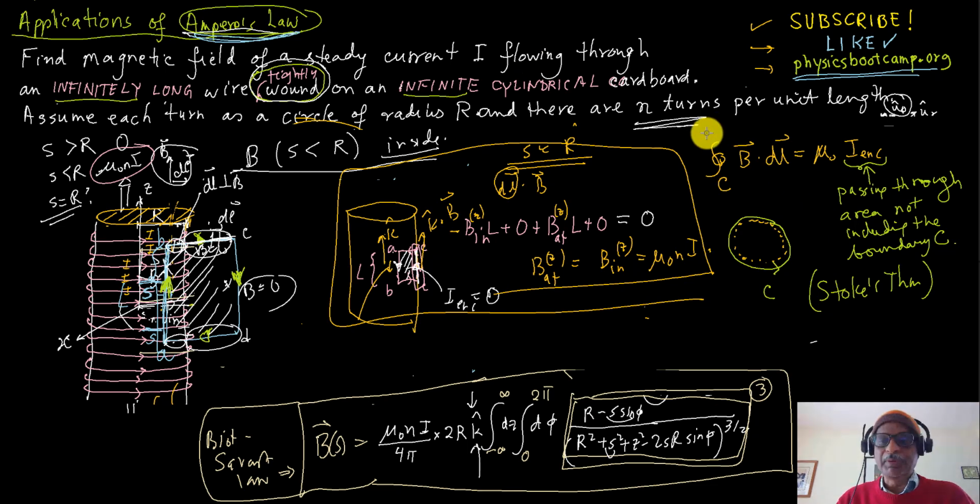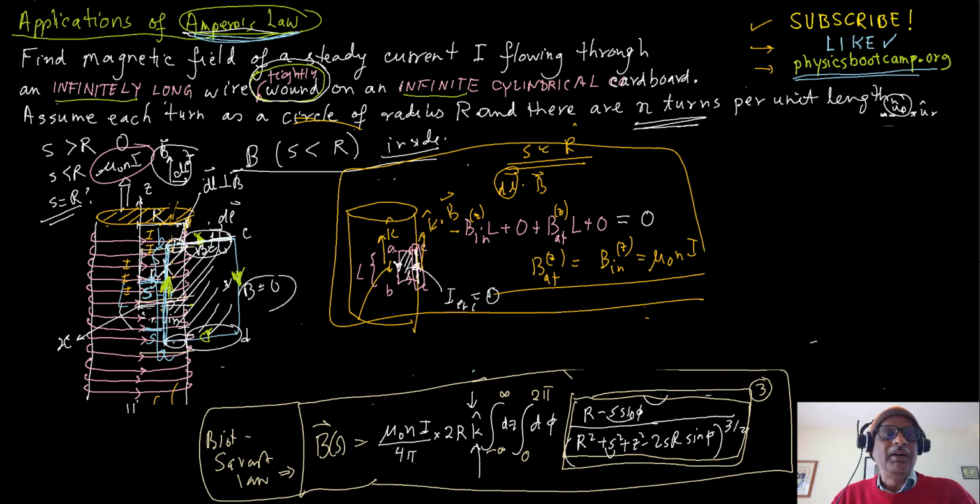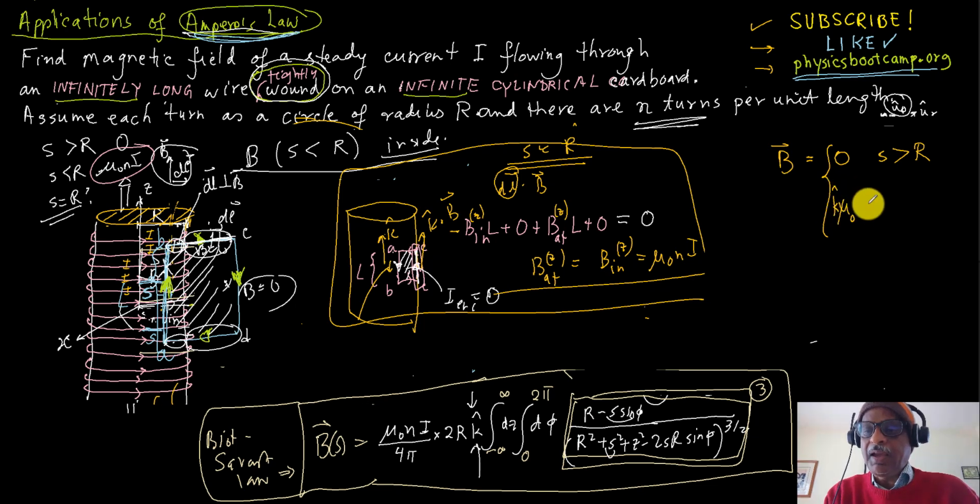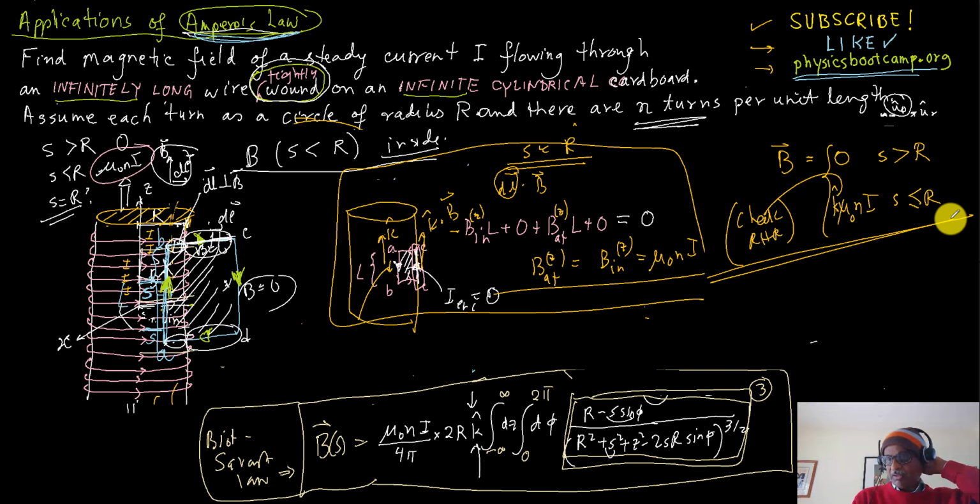Let's complete this by recapping. B is equal to 0 if S is greater than R. It is mu naught n I k hat if the currents are going this way, minus k hat if the currents are going the other way. Check with the right hand rule. Otherwise, it's plus or minus k hat for S less than or equal to R. And so we got all the answer.